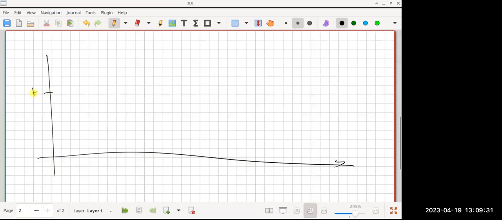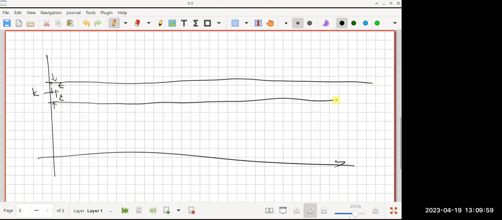This is k, and we'll say this is epsilon. From here to here is epsilon, and it is the same thing from here to here as well. That is also our epsilon. Is that okay? So epsilon is defining plus epsilon and minus epsilon. And so when you extend out these two lines, it's defining a band of values for the sequence.